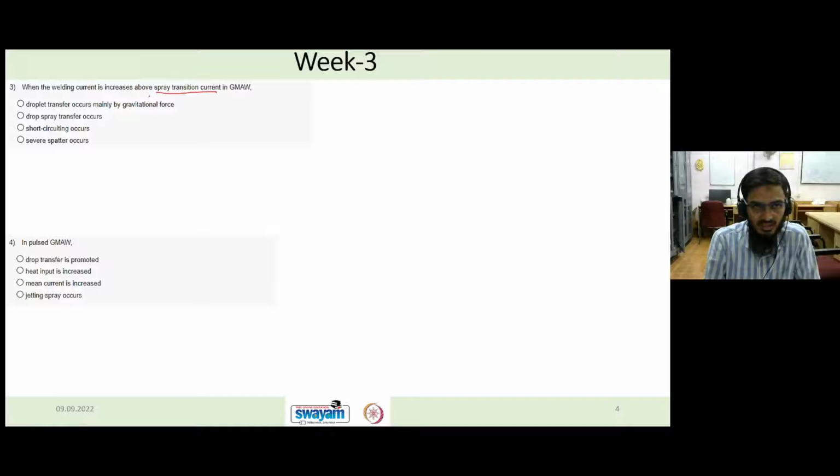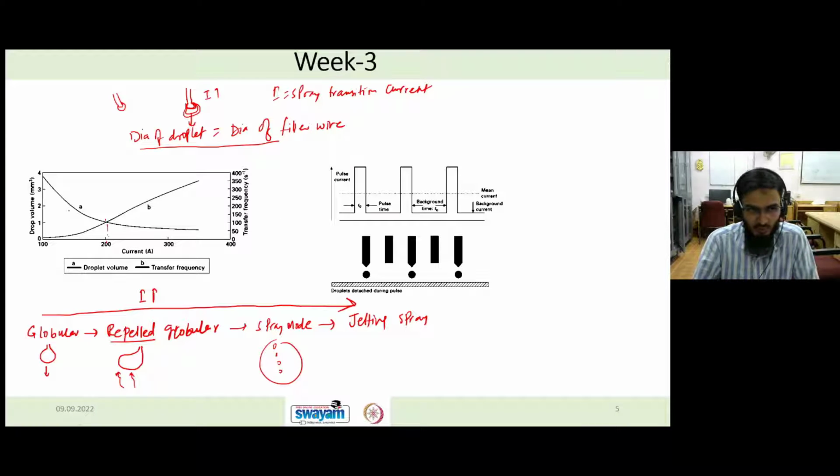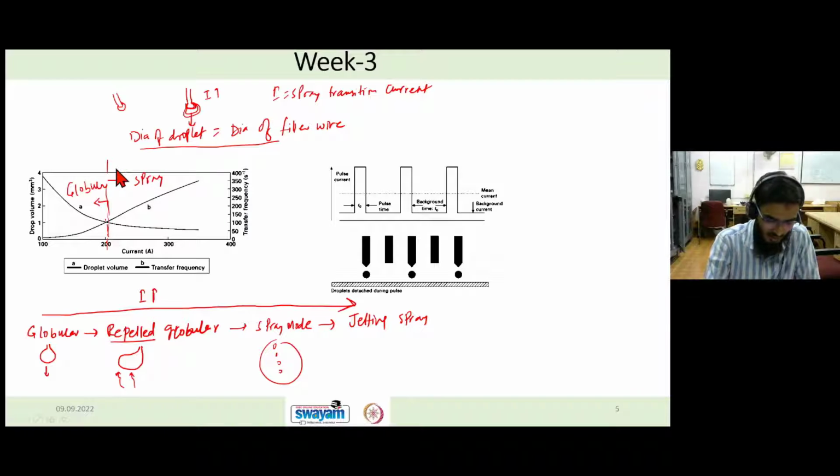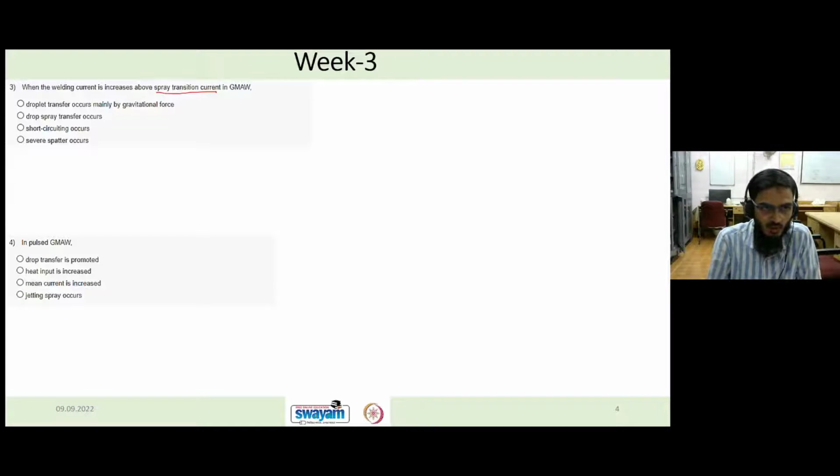So when the welding current is increased above a spray transition current, as I told, at the spray transition current, the transformation from globular takes place. Here, let's say towards the left side it is globular mode, and the right side it is spray mode. So at the spray transition current, the transition from globular to spray mode will take place. If your current is above the spray transition current, then obviously the transfer mode will be spray mode, or drop spray transfer. So the right answer is option B, which is drop spray transfer occurs. I hope it is clear.